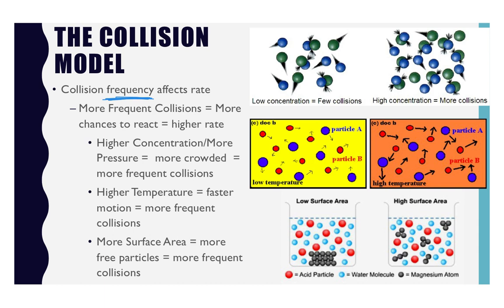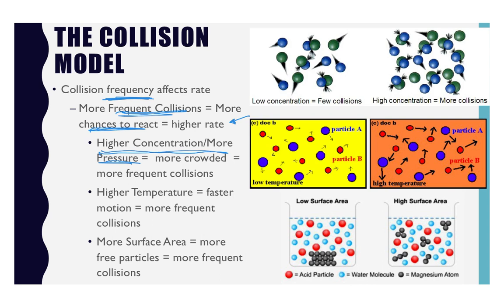The reason for that is when you have more frequent collisions, there are more chances that a collision is going to result in a reaction, and as a result, you end up with a higher rate. There are some sub-factors that will impact frequent collisions. How do you make atoms collide more often? Well, one way is through higher concentration or more pressure. This would be the concentration factor in our rate laws. This one is pretty self-evident, right?